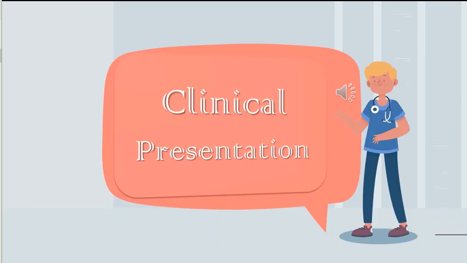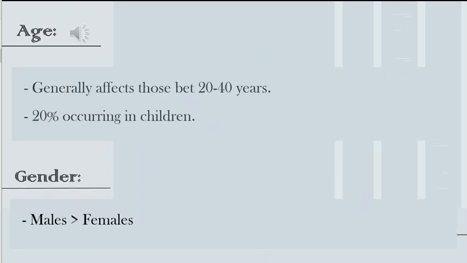Okay, we want to see the clinical presentation that may appear in the patient and brings him to the clinic, and then we will discuss the oral findings of erythema multiforme. Let's start with the clinical presentation. Erythema multiforme affects a young population, generally those between 20 and 40 years, and 20% of them are children. It is more common in males than females.